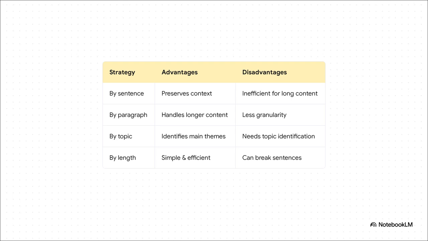As you can see here, you could split by sentence, which is great for keeping the context intact. Or maybe you split by paragraph. But if you're just going for raw speed and efficiency, you could split by a fixed length, say every 500 characters. There's no single best way. It really just depends on what you're trying to build.